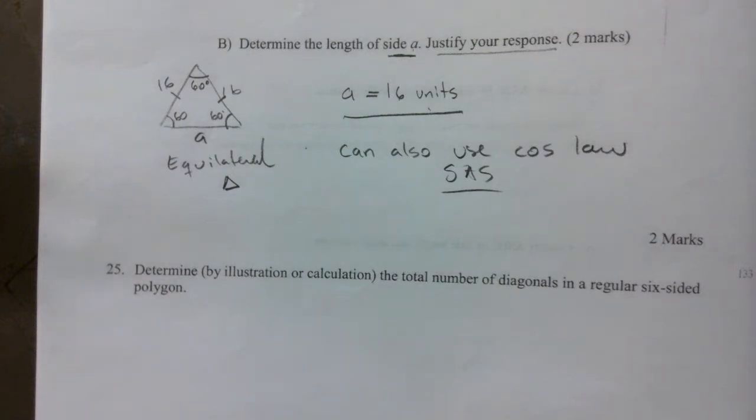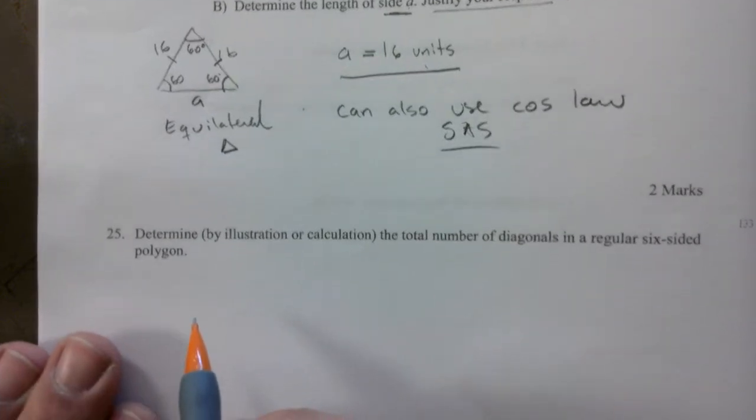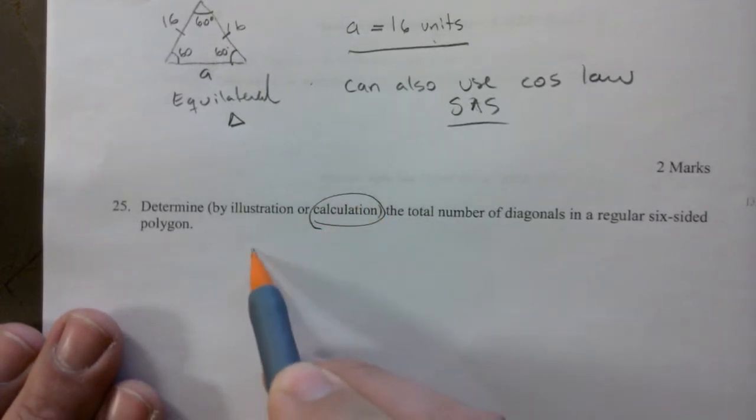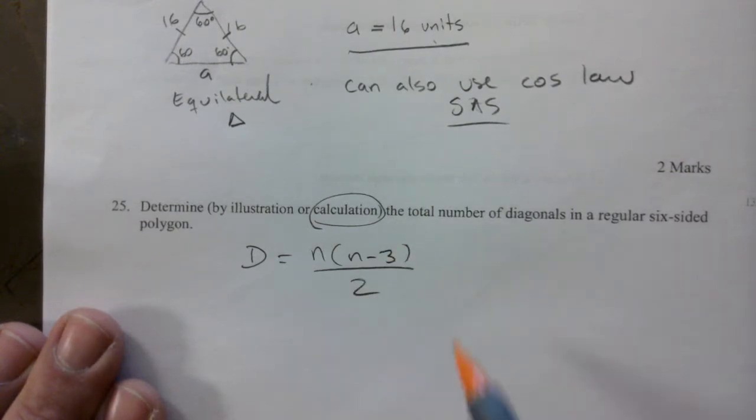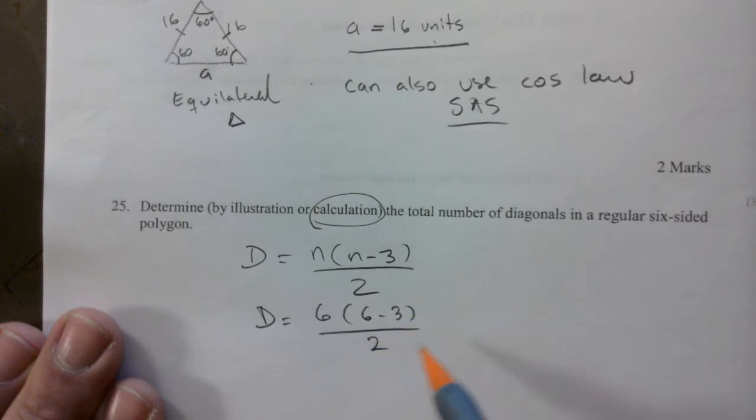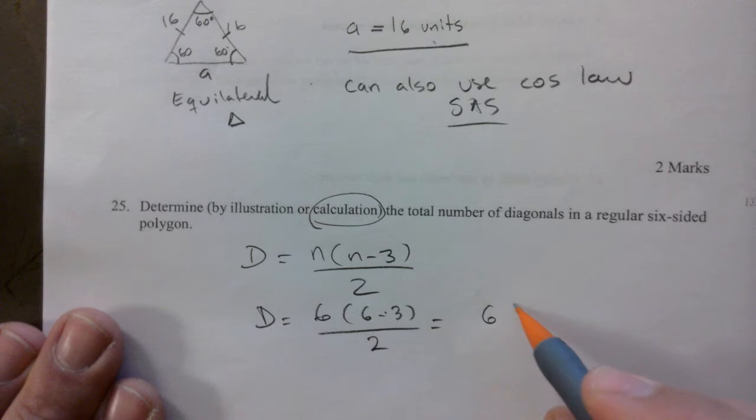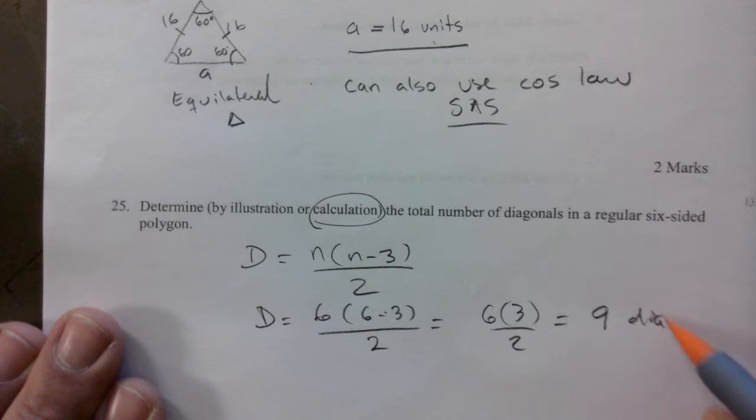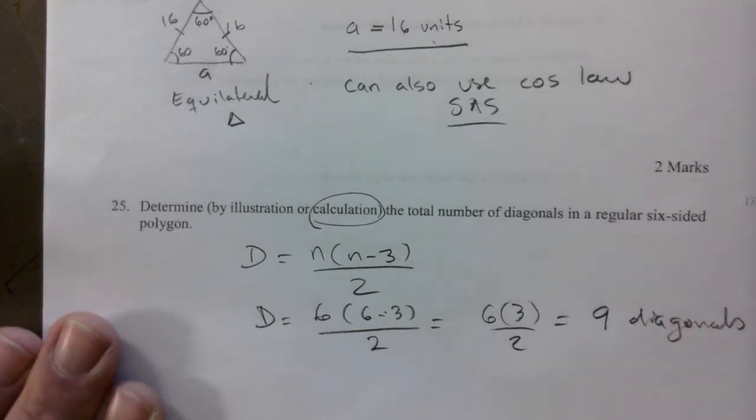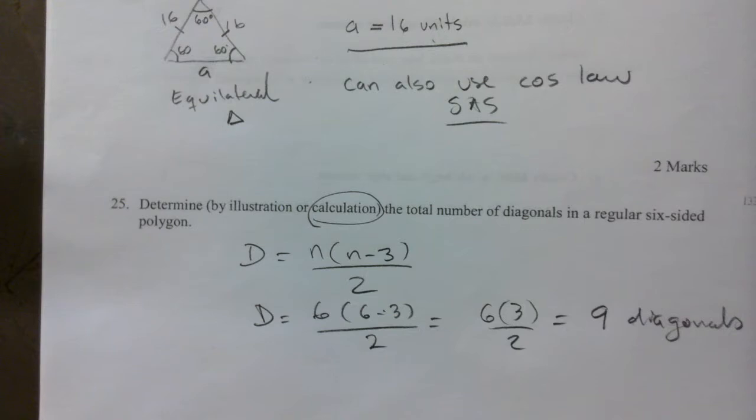Number 25: determine by illustration or calculation the total number of diagonals in this 6-sided polygon. I will not do illustration, I will do calculation. I will just know that this is the formula. So this is 6 times 6 minus 3, which we just calculated. That's 6 times 3 divided by 2, which is 9. This page should be pretty standard. We did all of that, okay?